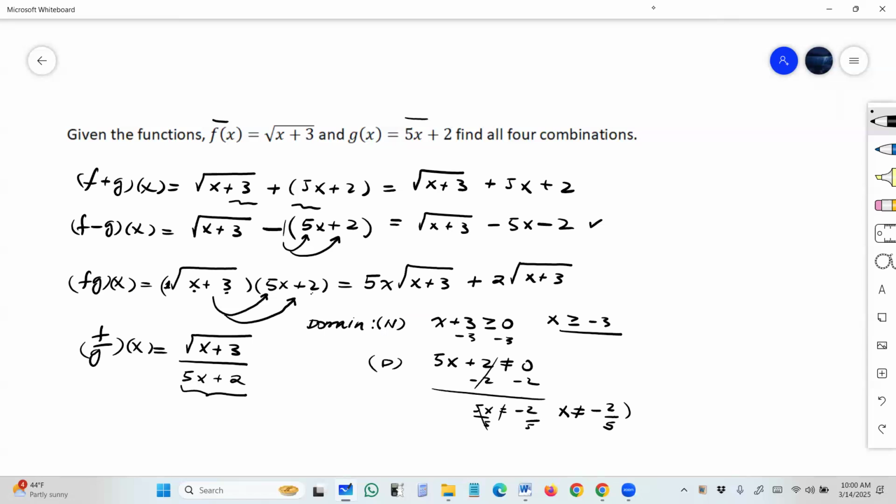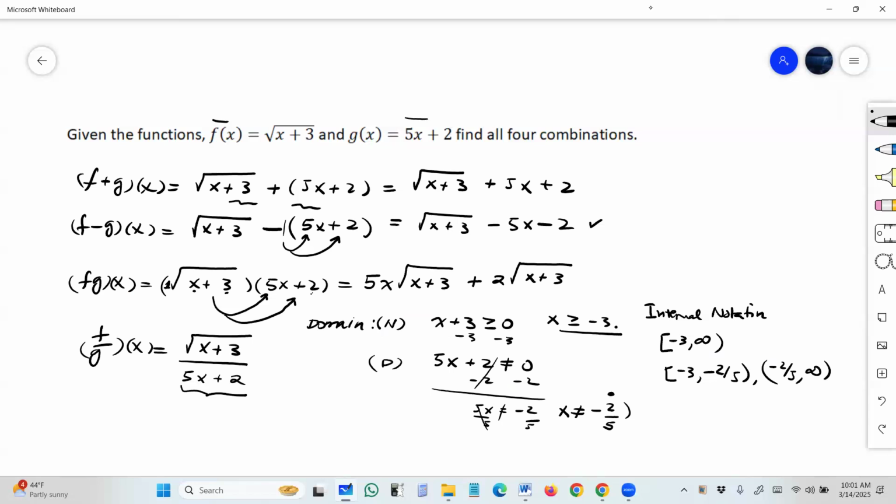So if we were to write this in interval notation, first we take a look at this one. So greater than or equal to -3. Because of the equal, I use a bracket, -3, all the way to infinity. But I have to remove this value. This cannot be. So we go from -3 to -2 over 5, and then from -2 over 5 all the way to infinity. So this is the domain.